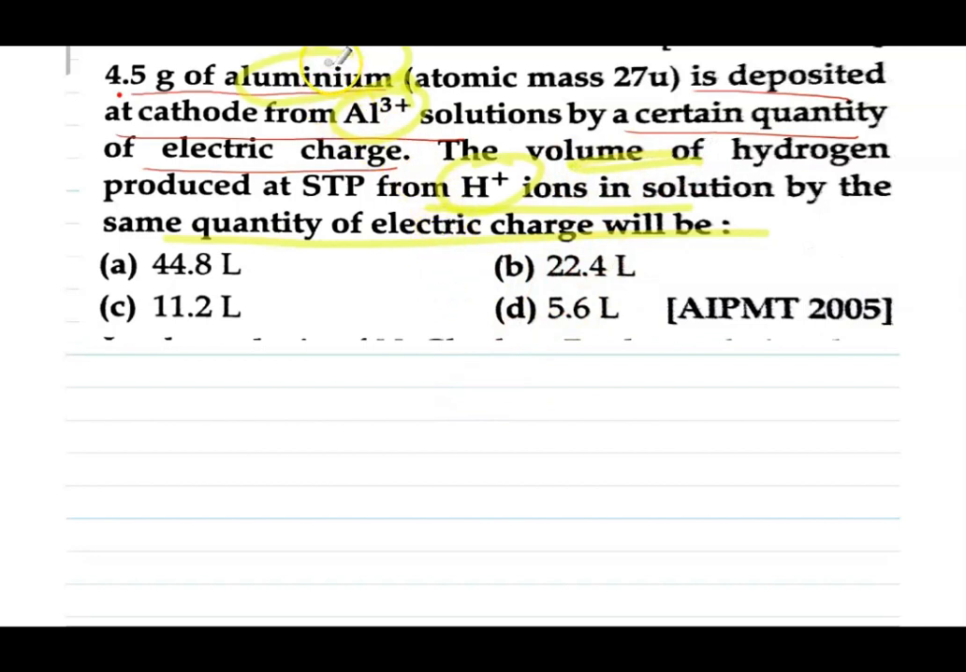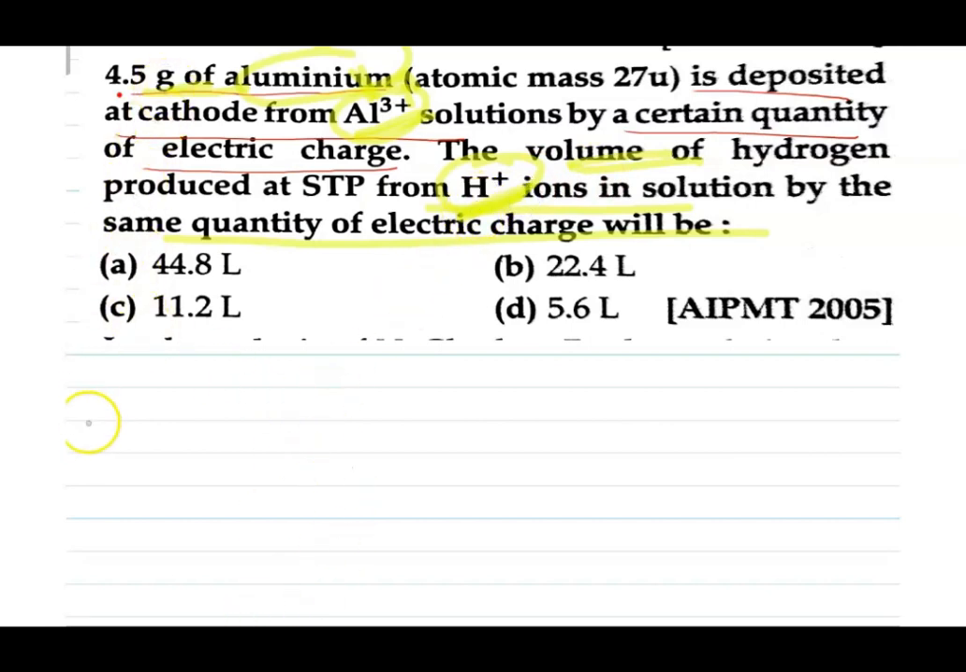First we need to calculate two parts in this question. You need to calculate how much charge is required to convert Al3+ into 4.5 grams of aluminium. Next, you need to take that amount of charge and apply it to find how much volume of hydrogen is formed from H+ ions. So there are two parts in this question.